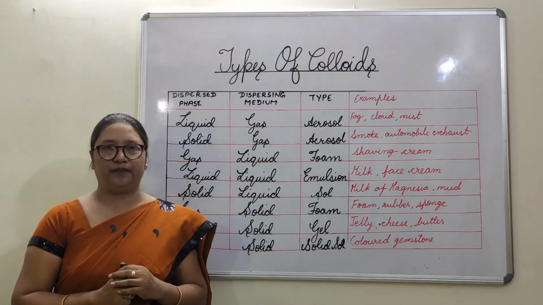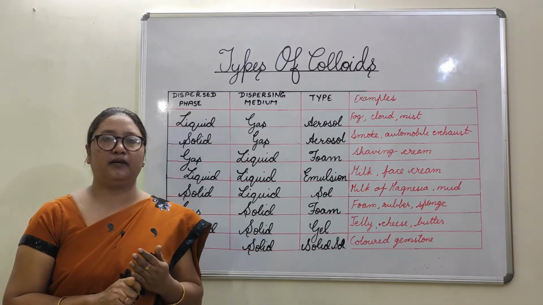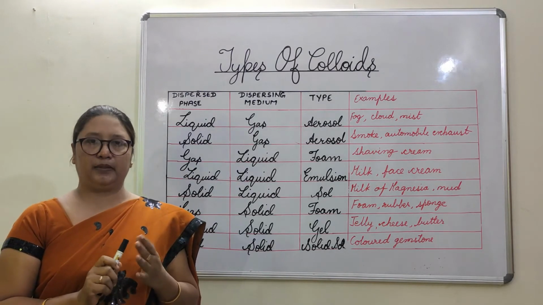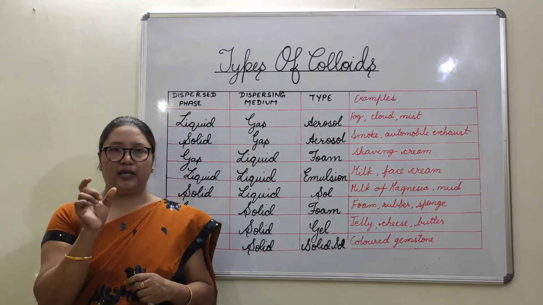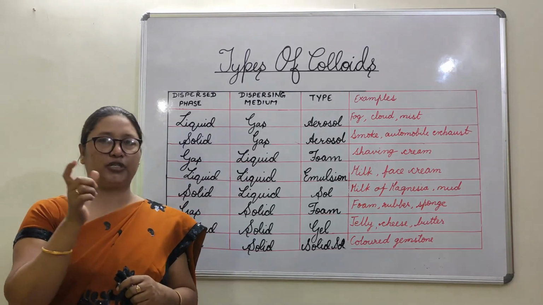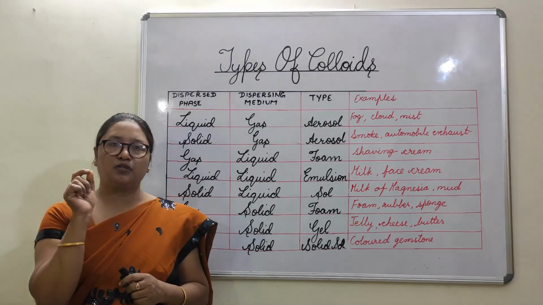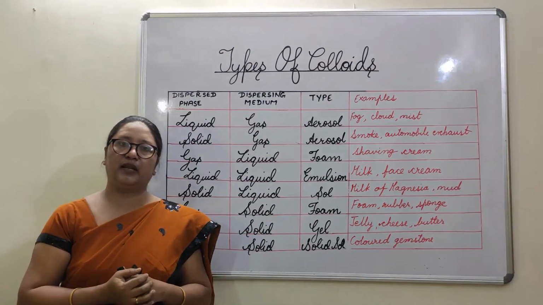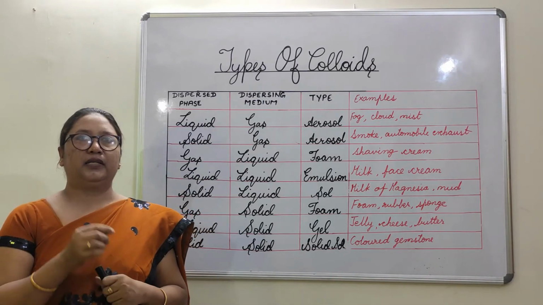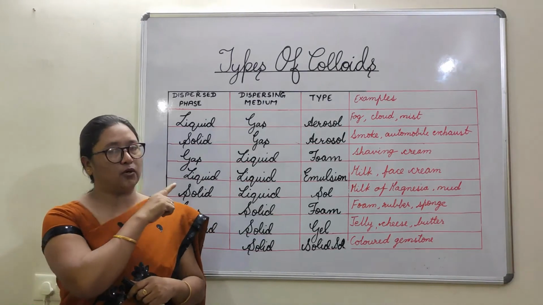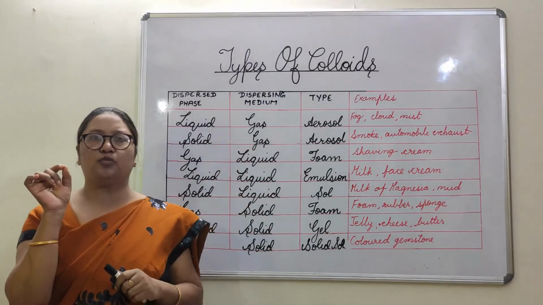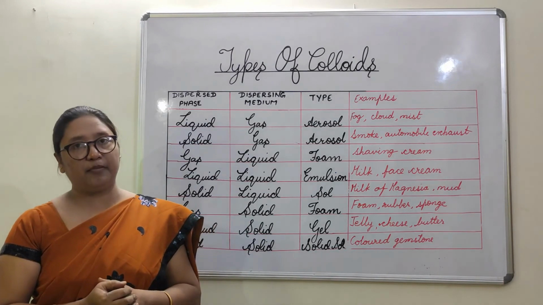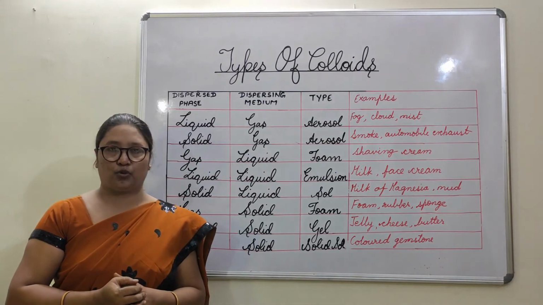Colloidal solution. First, colloids are heterogeneous in nature. Second, the particles of the solute are intermediate between a solution and a suspension. They are so small that they can easily pass through a filter paper. The particles of the solute in a colloidal solution are so small that they cannot be seen with the naked eye, but they can be seen through a powerful microscope.